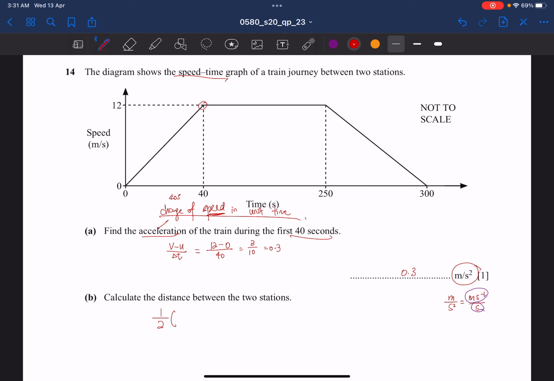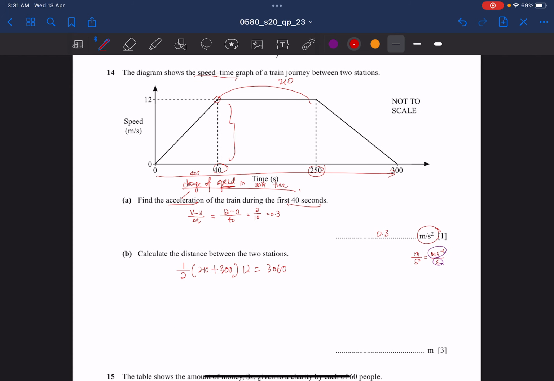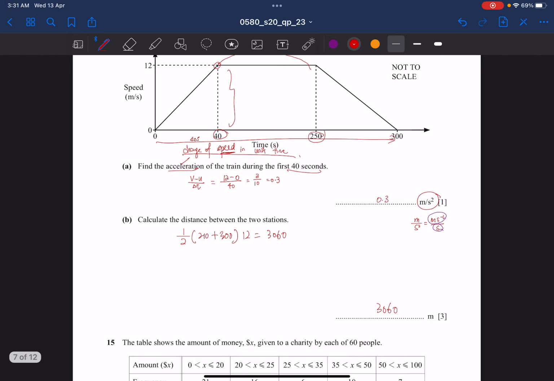So this is 250 minus 40, so it's 210, plus here is 300, times height, which is 12. And what you get here is 3060. So it's 3060 meters.